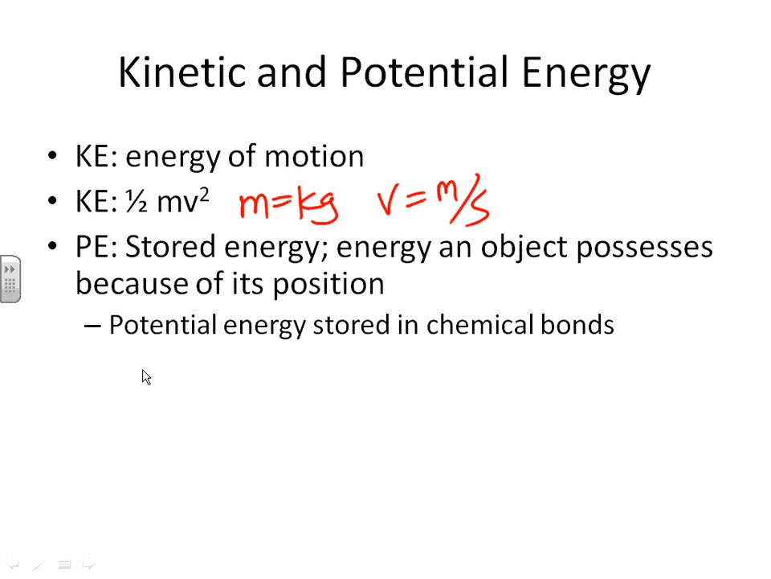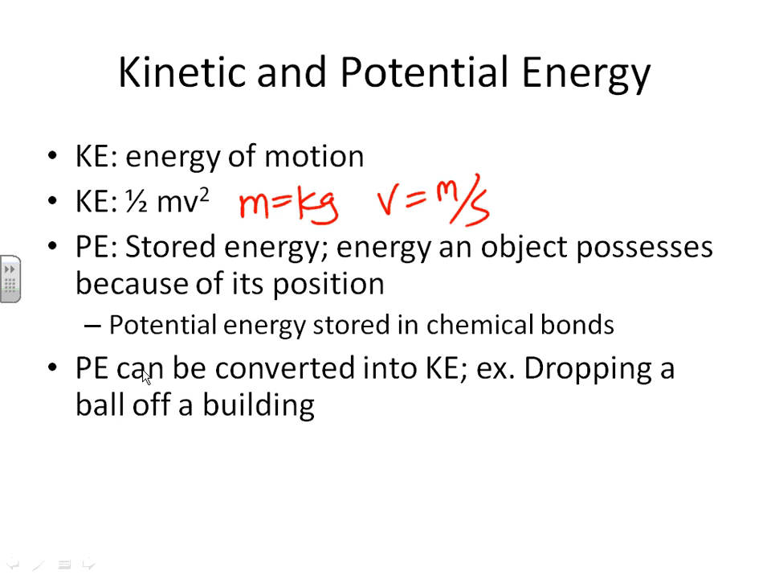Now, potential energy for us, when we're talking about thermochemistry, becomes important because potential energy is stored in chemical bonds. We'll talk a lot more about that when we do our bonding unit later in the year, but bonds are essentially little energy banks that if they're broken, all this energy sort of spills out and has to affect the things around it. Potential energy can be converted into kinetic energy.